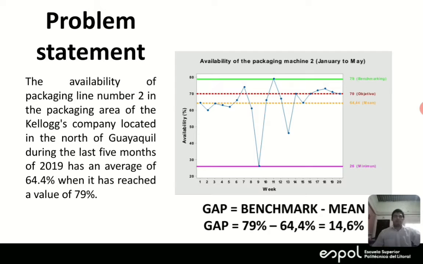Problem statement: we made a time series from January to May with the availability, where availability obtained a mean of 64.4%, a rather high value, which we conclude that this availability can be improved.